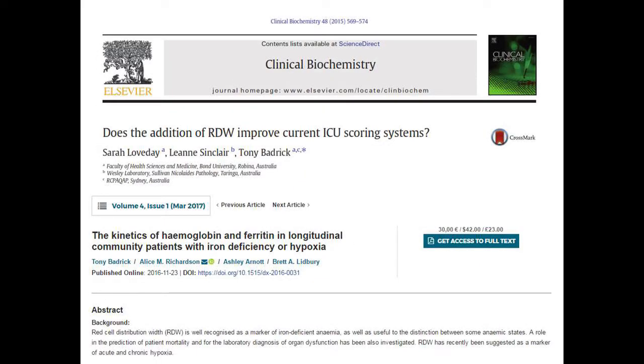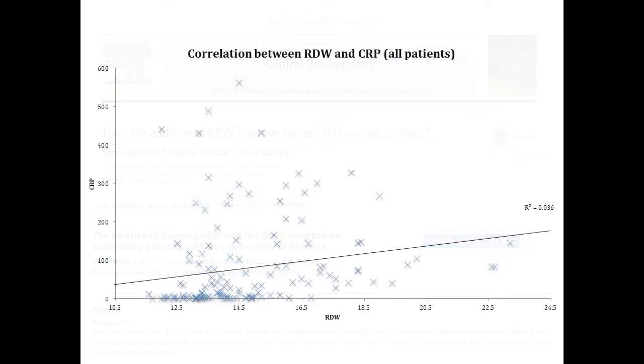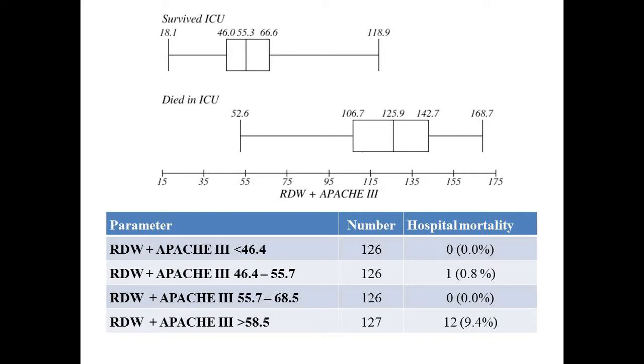So one of the things we looked at in this paper, we wanted to add RDW to the SAP score, or to the Apache score, to see if it made any difference. But also, just by the by, we had a lot of other data that we mined with these patients. And we in fact found there was no relationship between RDW and CRP, so it's not inflammation. We added RDW to the Apache 3, and it made a marginal improvement. You know, Apache's a pretty good score, so it made a marginal change, but it sort of proved the point.